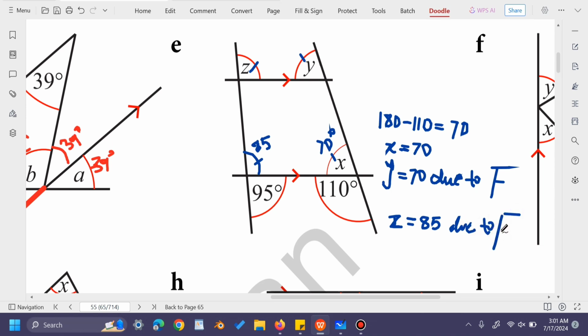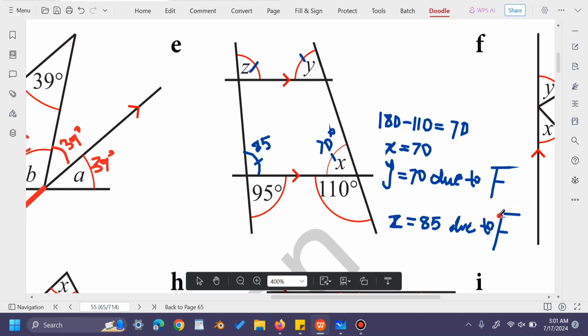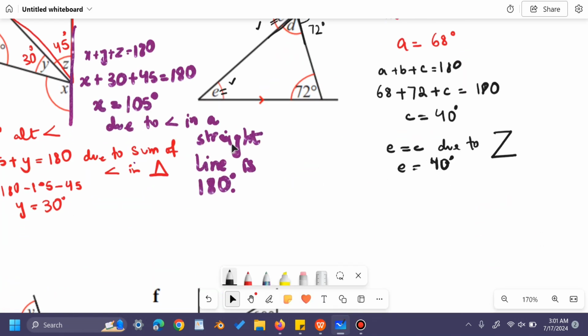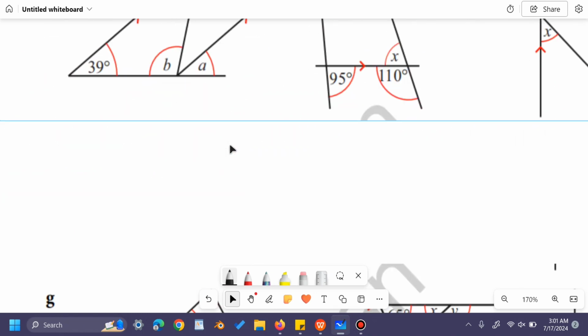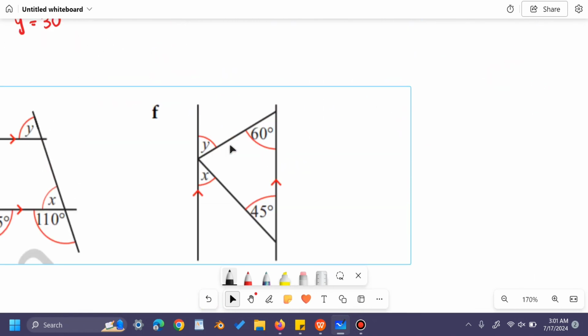Z is also going to be 85 due to corresponding angles. Firstly there was a straight line, and after that, because of corresponding angles. So you see, this is how we found the answers as well. Now let's look at F part.